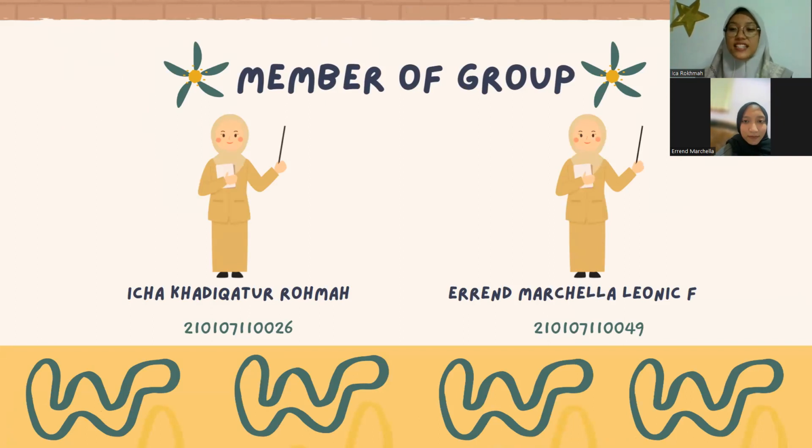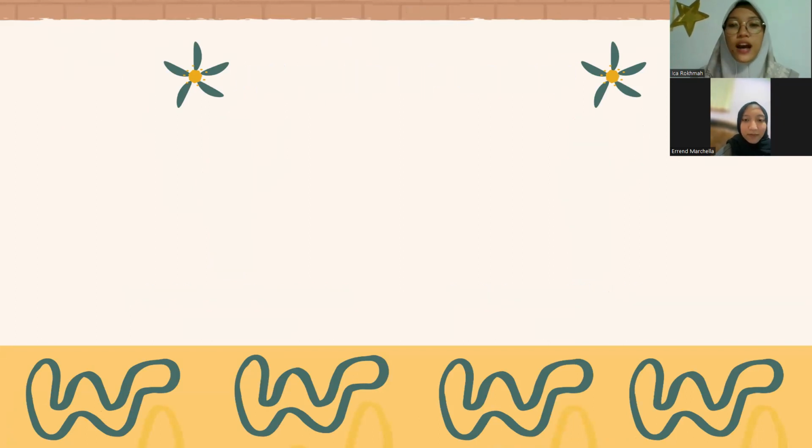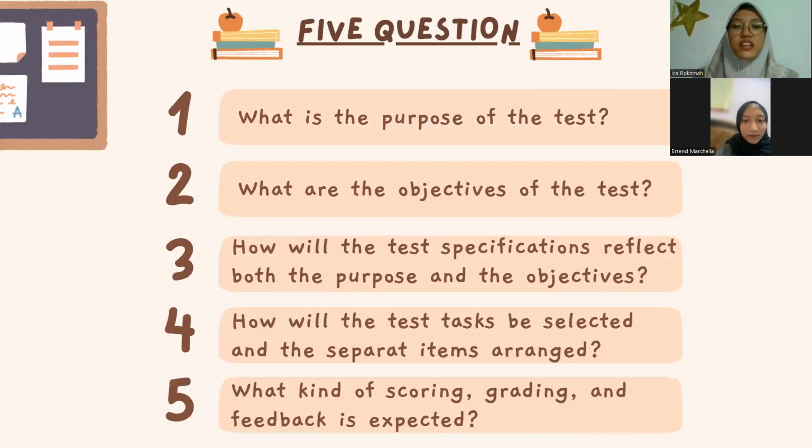Designing classroom language test helps the teacher to choose the appropriate test and focus on the specific purpose of the test. Then, to start the process, we need to have 5 questions below. These are the 5 questions that we need to answer before we design the classroom language test. The first one is we need to ask what is the purpose of the test, what is the aim, what is the goal of the test. And the second one is what are the objectives of the test? So when we design the classroom language test, we need to know the objective of the test.